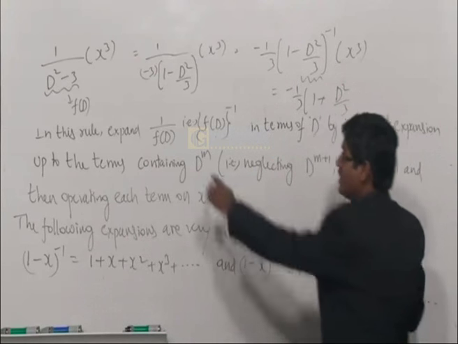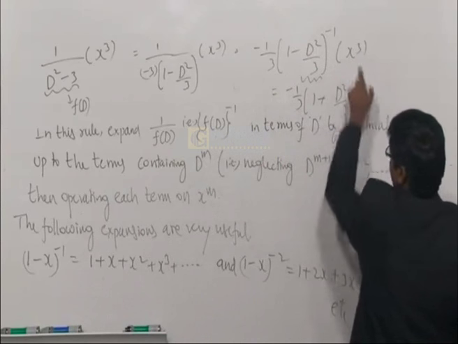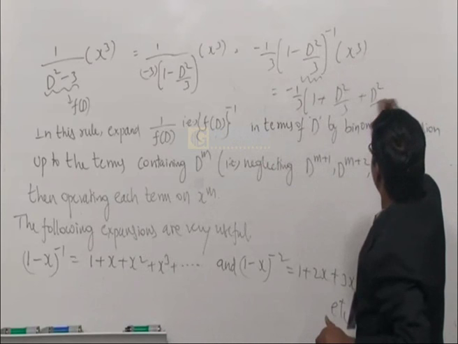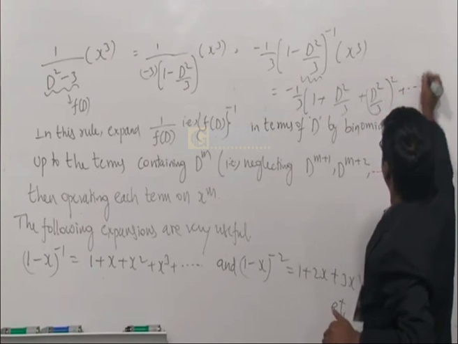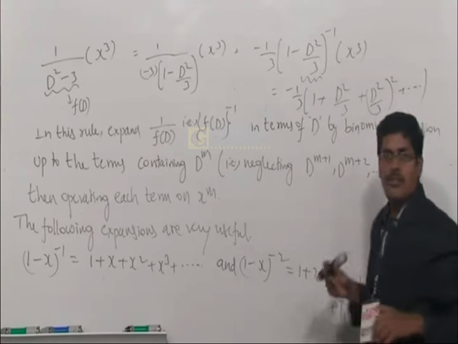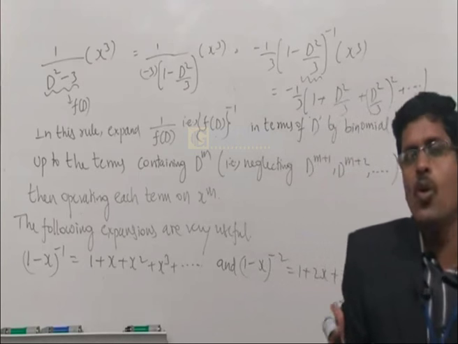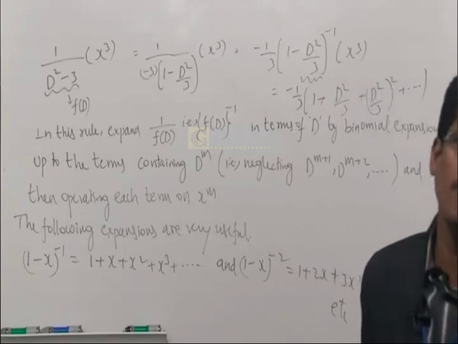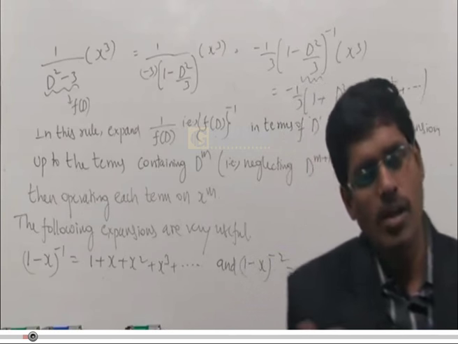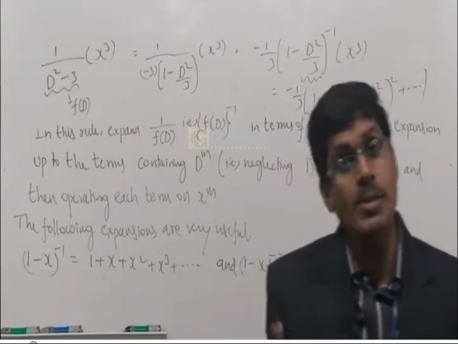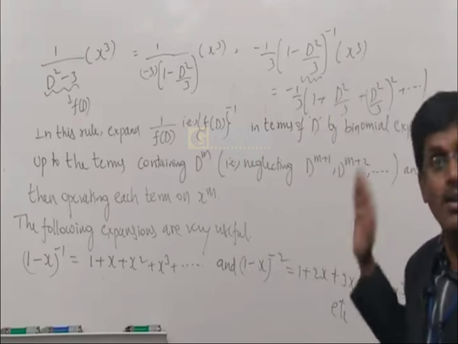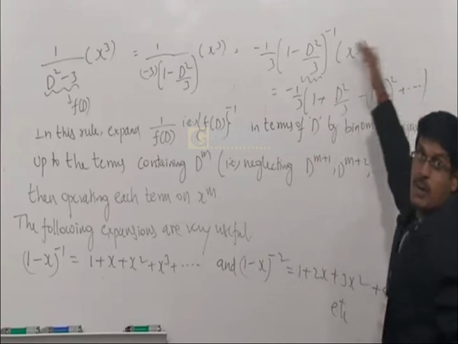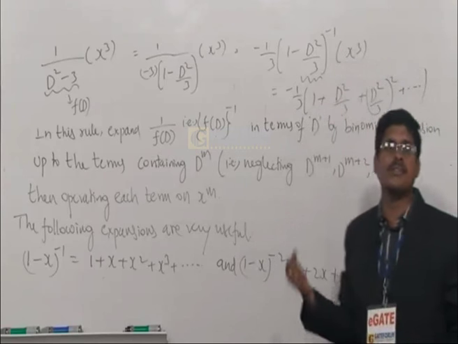Expand up to the terms containing d power m. Here m is equal to 3, so you expand up to the terms, up to d cube. The next term is d square by 3 whole square. Why am I neglecting? Whenever the derivative order is higher, the lower degree x terms always become 0. For example, take x square. The third derivative, fourth derivative of x square, how much? 0. So there is no use of writing extra terms. That is neglecting. Whenever the derivative order is more compared to the x degree, then that term vanishes, becomes zero.